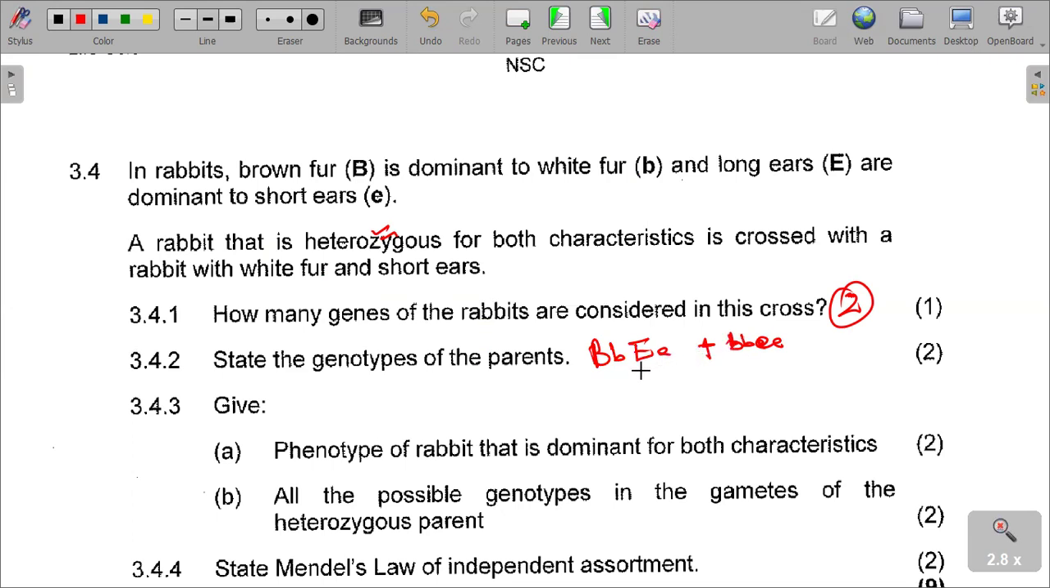And then the next question: give the phenotype of a rabbit that is dominant for both characteristics. The phenotype of this one, for 3.4, is going to be brown fur with long ears.